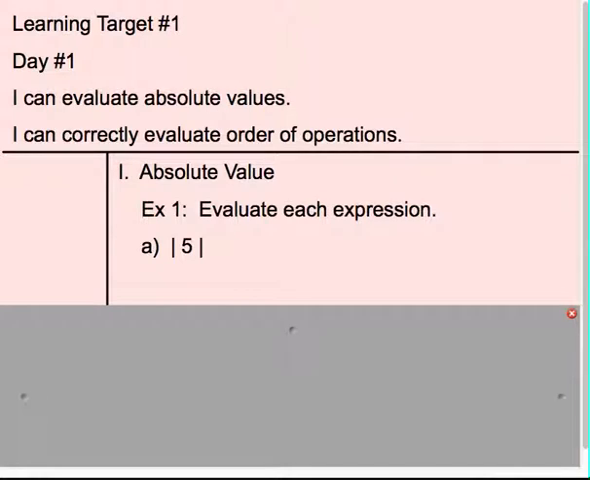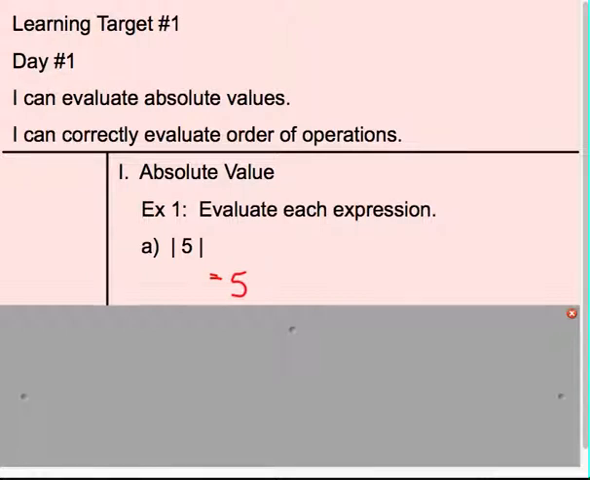So go ahead and pause the video if you are not with me, jot down the first example. I'm going to keep rolling. We've got 5 in the absolute values. So we're thinking distance from 0. Well, 5 is 5 units from 0.